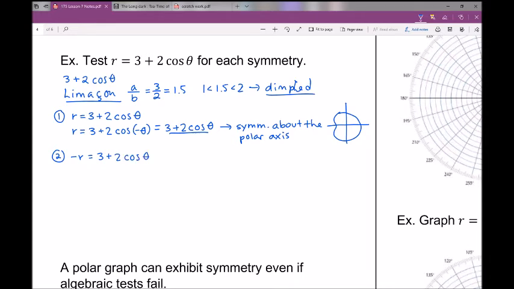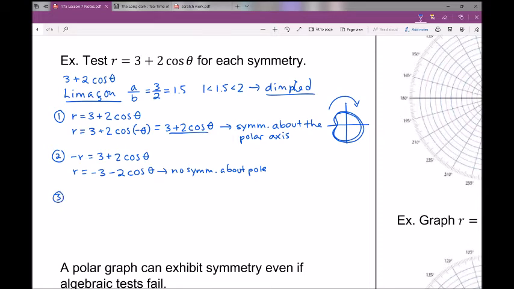So now let's get r by itself. We divide by negative 1, and we get r is equal to negative 3 minus 2 times the cosine of theta. This equation is not the same as the original equation, so we would say no symmetry about the pole. And if you think about what that dimpled limaçon looks like, that makes sense, because if we turn this paper 180 degrees, we would end up with the dimple on this side instead of the other side, and so you can see how that wouldn't work.